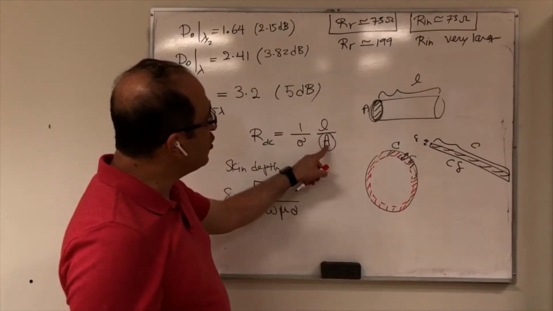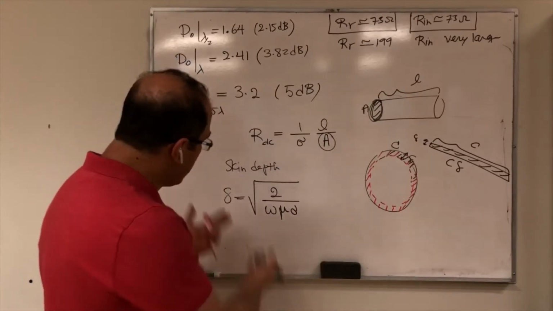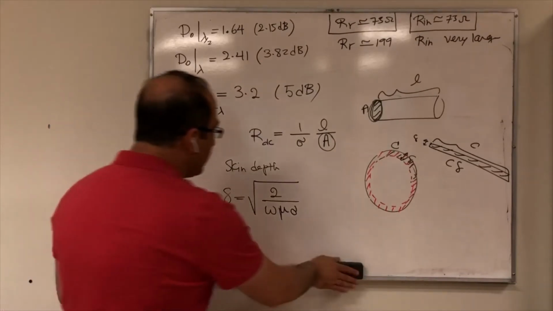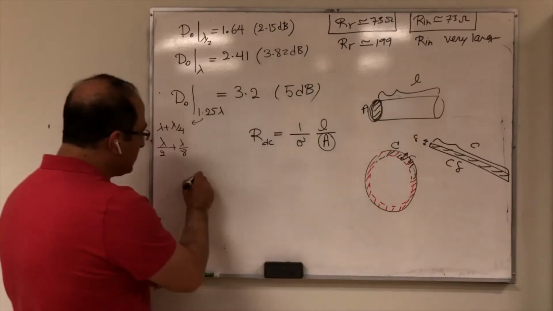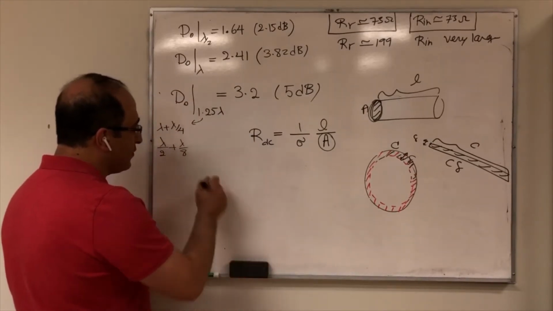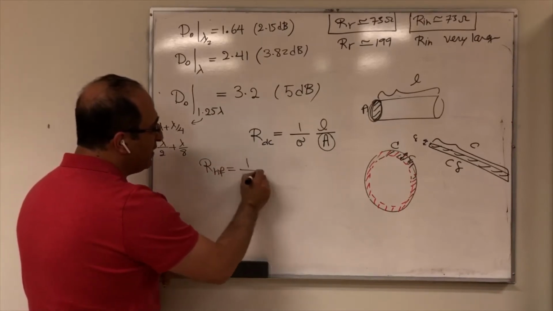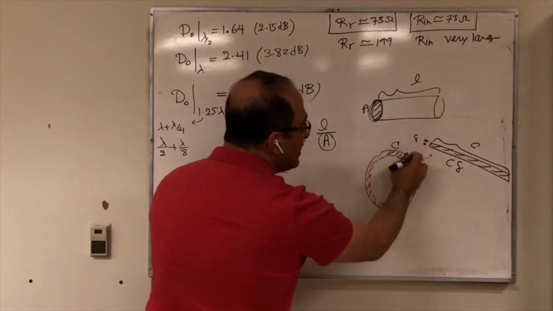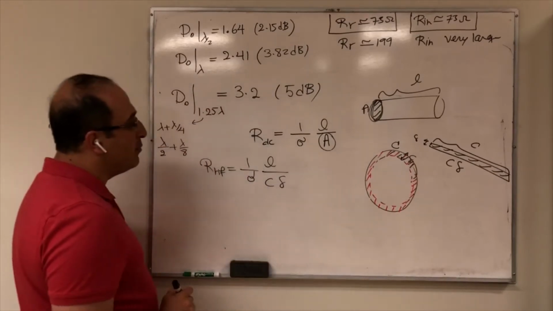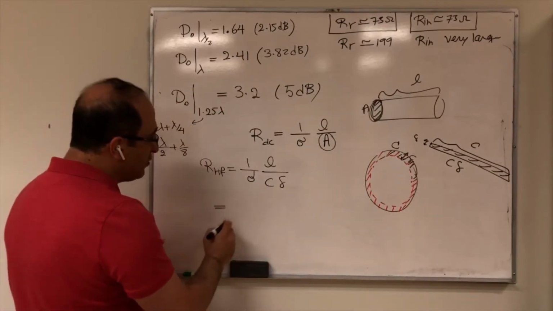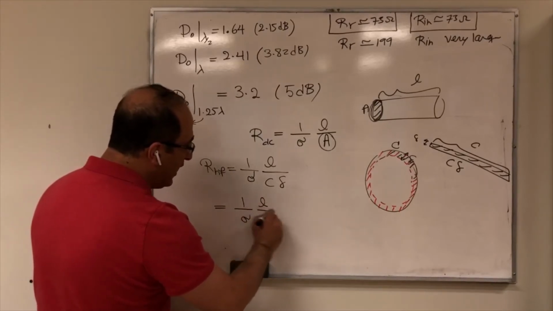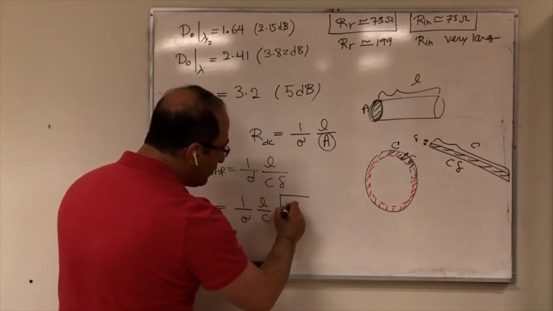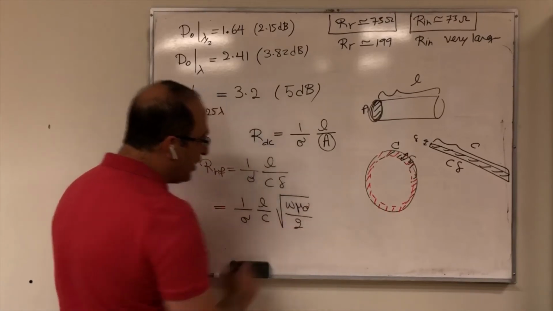So you can substitute your A as C delta at higher frequency, because at higher frequency, skin depth would matter. So then I can just say R at higher frequency would be 1 divided by sigma L, and instead of A, which was the whole cross section, I'm just going to write C times delta. So this is going to be my R at high frequency, which is going to be 1 divided by sigma L C. And delta was the square root of 2 over omega mu sigma, because 1 divided by delta becomes omega mu sigma divided by 2.